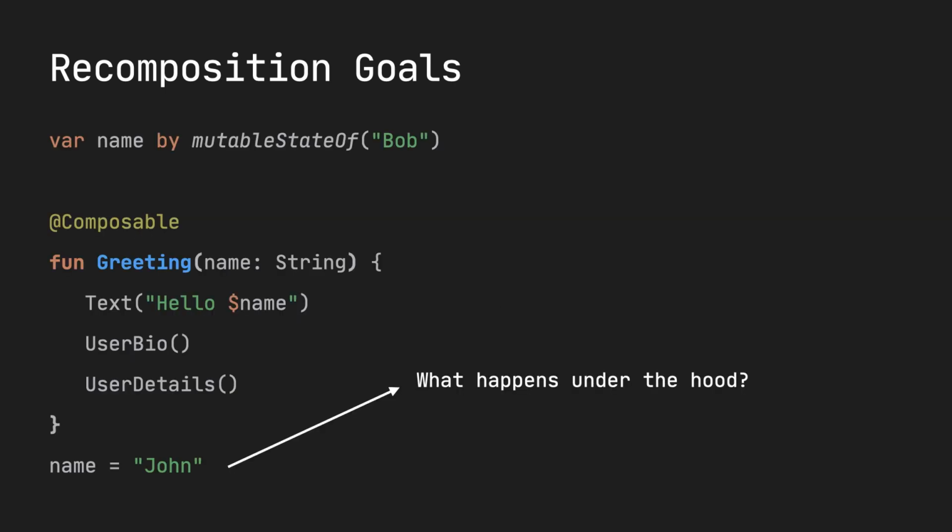Let's start with an example. We looked at this example in the previous video, and we looked at what happens during initial composition. So suppose in this example, if I were to change the value of name from Bob to John, this greeting method is going to get called again. What happens when it gets updated?